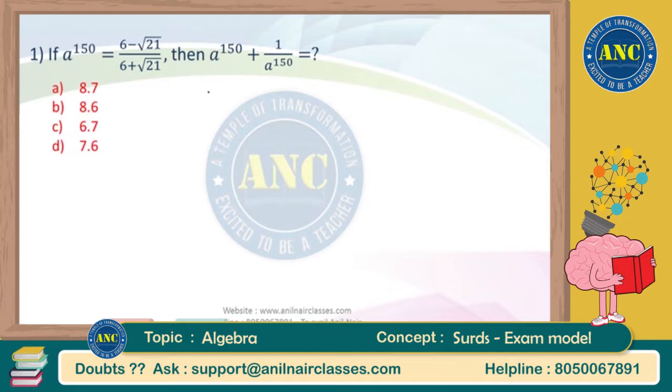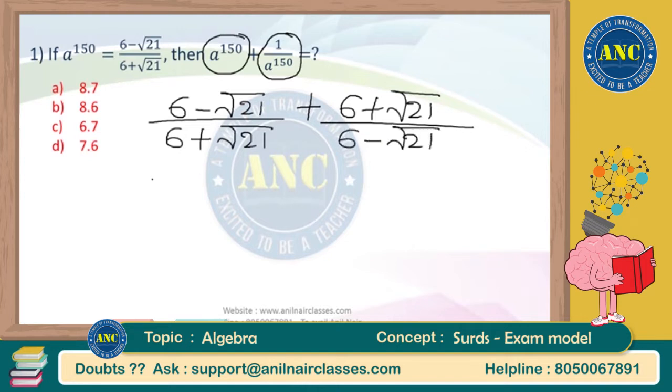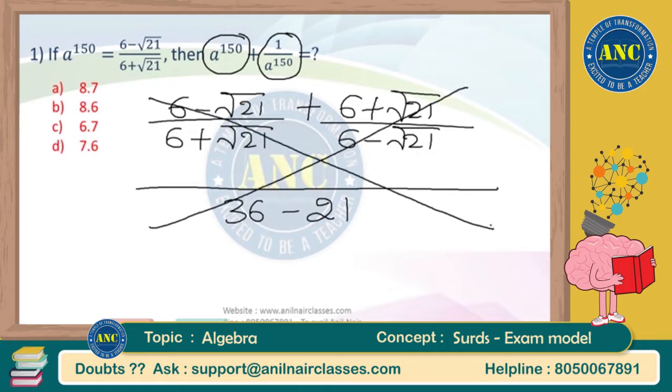Now usually what students will do: a power 150 is given as (6 minus root 21) divided by (6 plus root 21), plus 1 by a power 150, which is the reciprocal, (6 plus root 21) divided by (6 minus root 21). Then they will take the LCM, which is a square minus b square, 6 square minus root 21 whole square. They will do all these unwanted things which we have already discussed while proving the notation. They will do it once again in the examination hall and waste their time. It is actually not required.